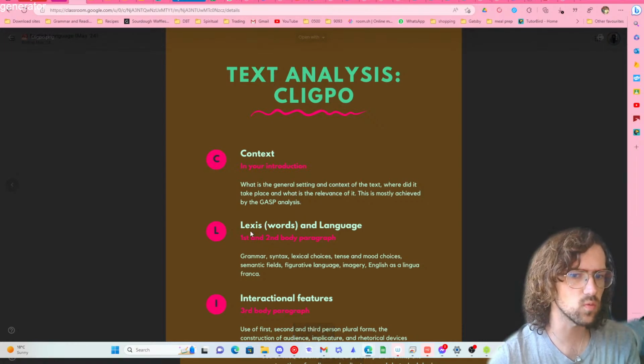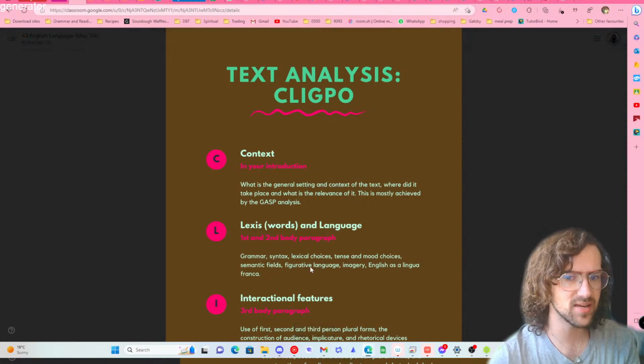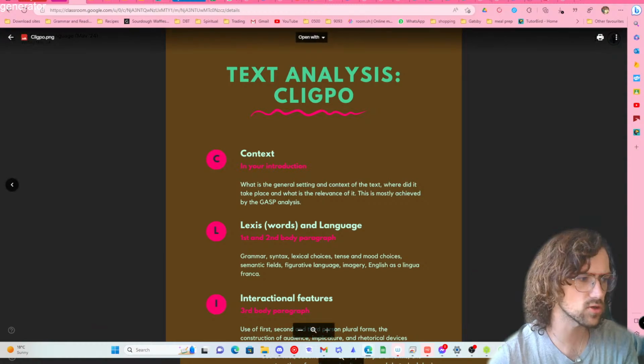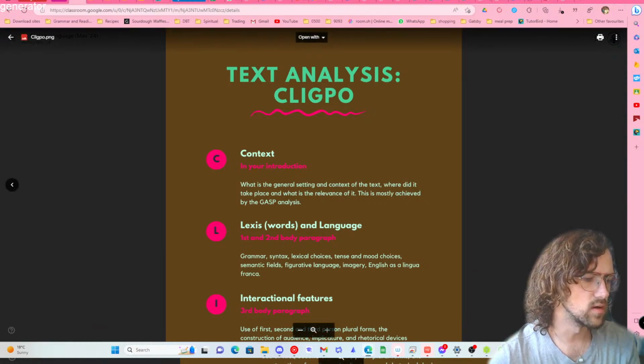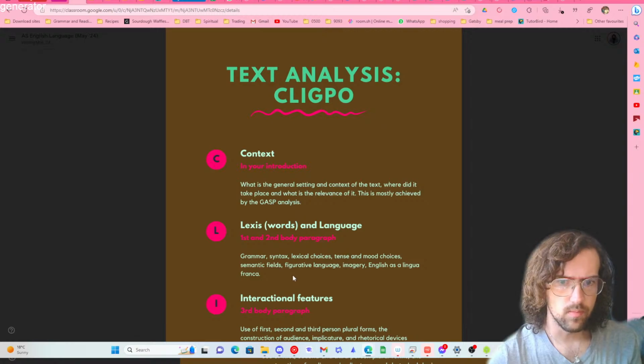So lexis means words. And our language. So our grammar, our structure, our lexical choices, our tense, our mood choices, our semantic fields, our figurative language, our imagery, and English as lingua franca. If there are any terms there that you're not sure of, that you don't know? The semantic fields, syntax, and the lexical choices. Okay, so semantic fields.